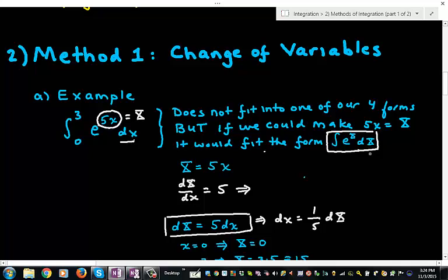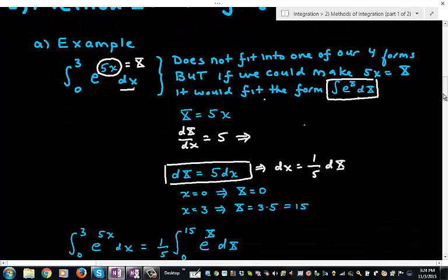But you notice that in addition to changing the integrand and changing the differential, I also have to change the limits of integration. So how do I do that? Well, I simply figure out what capital X is for each value of small x using this change of variables formula. So notice that when small x is equal to 0, capital X is equal to 5 times 0, which is 0. And when small x is equal to 3, capital X is equal to 5 times small x, which is 5 times 3, or 15.